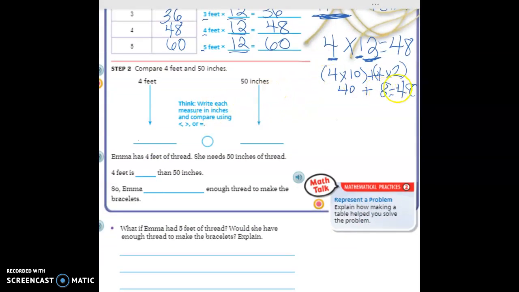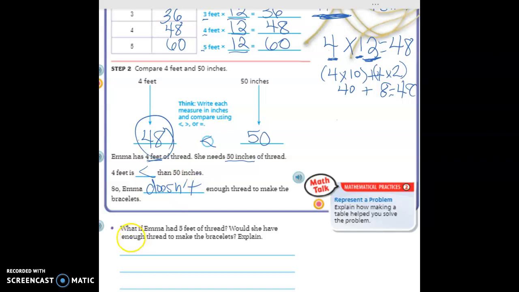Now 4 feet, as we did over here, was 48 inches. And over here is 50 inches. So now we're going to do the less than, greater than. We know that 48 is less than 50. So Emma has 4 feet, which is 48 inches of thread. She needs 50 inches. So 4 feet is less than 50 inches. So Emma doesn't have enough thread to make the bracelets.